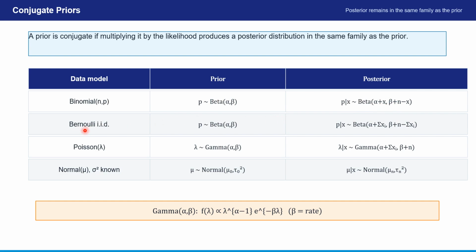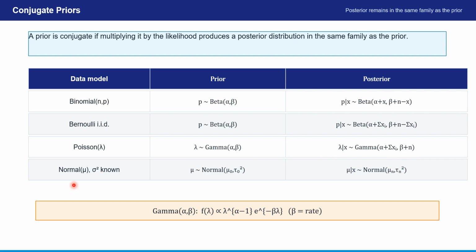For IID Bernoulli observations, the same idea applies. If S equals the sum of xi, then the posterior is Beta(alpha plus s, beta plus n minus s). For the Poisson model, if xi given lambda is Poisson and the prior is Gamma(alpha, beta), using beta as the rate parameter, then the posterior is Gamma(alpha plus the sum of xi, beta plus n).